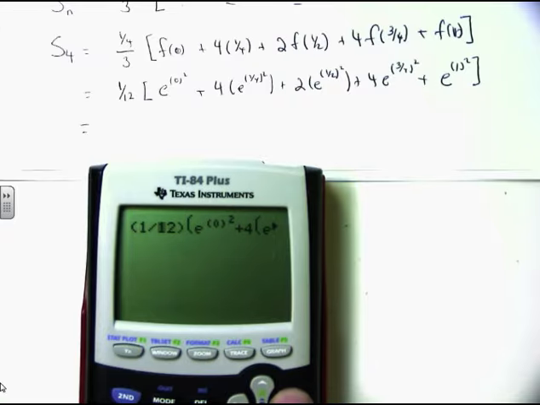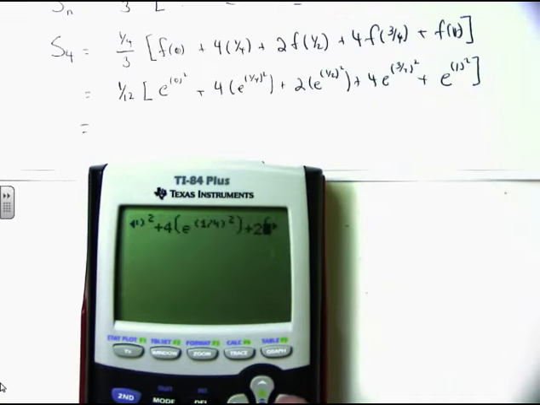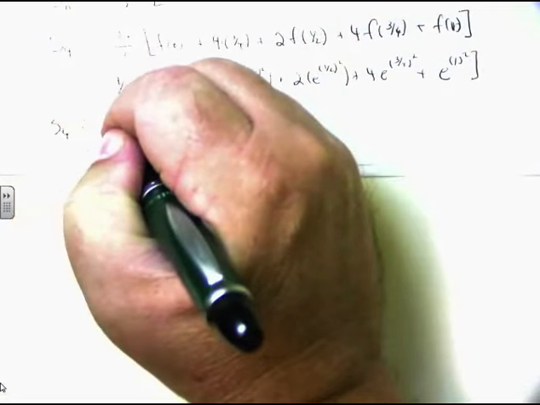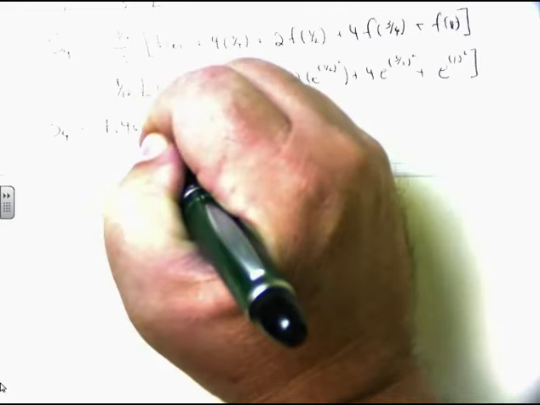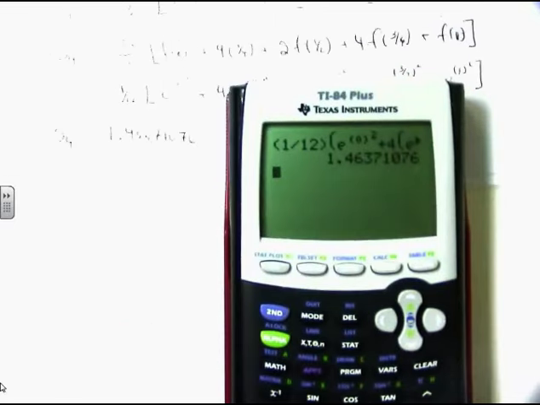Okay, and this is also because you're going to get some nasty looking functions up here. This is where most people make their careless errors, because it becomes a calculator problem. So this is exactly what I'm supposed to have. I look at this thing to check that I typed it in correctly, and then I hit enter, and it tells me my answer. So for Simpson's rule, for 4 partitions of the integral from 0 to 1 of e to the x squared dx, I got 1.46371076. Just to let you guys see it.